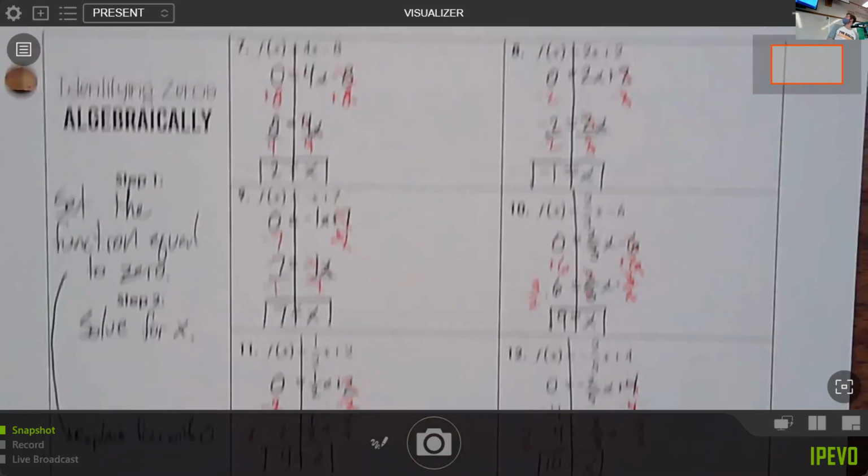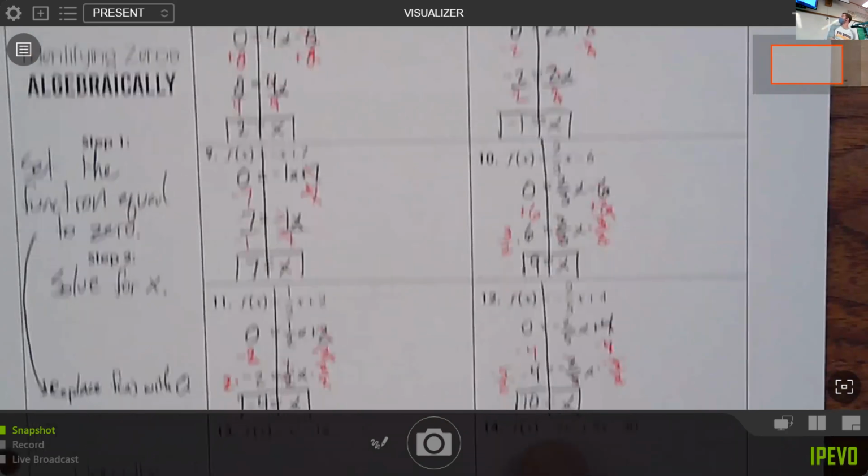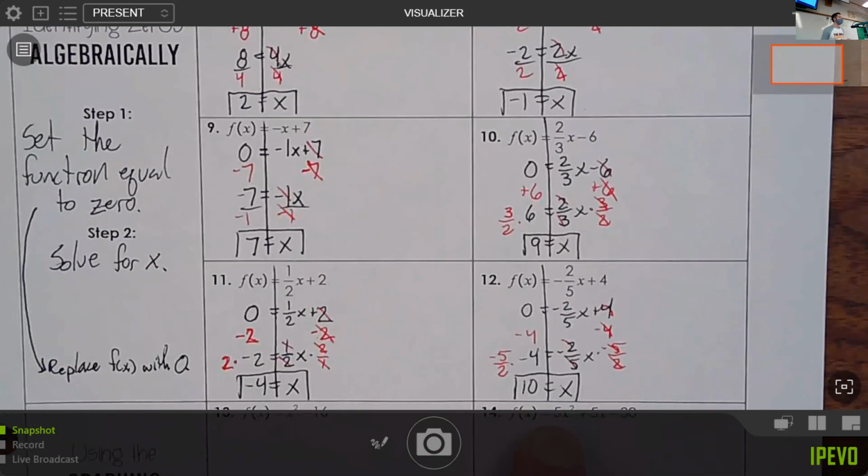So 8, x equals negative 1. 10, x equals 9, and then 12, x equals 10. All right, are there any questions on those last 3 problems? All right.